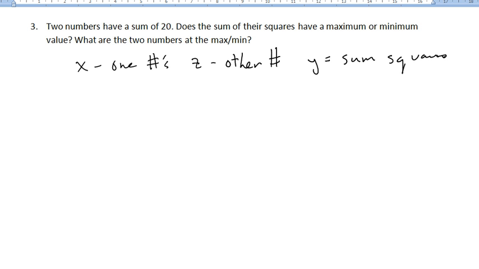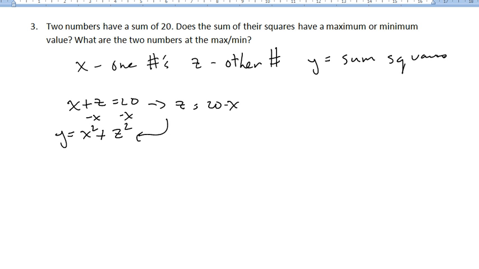Okay, so it says the two numbers add to 20. The sum is 20, so x plus z is going to equal 20. And then the sum of the squares: there's one square, there's the other square, and the sum is those two added together. Again, we're going to have to use substitution. So I'm going to subtract x from both sides up here, and that's going to give me z equals 20 minus x. And I'm going to sub that into that equation right here.